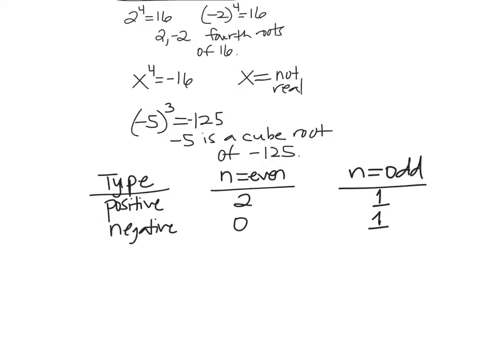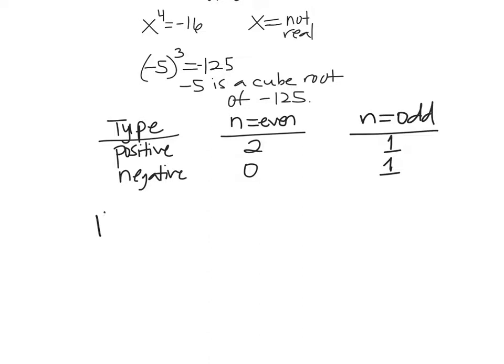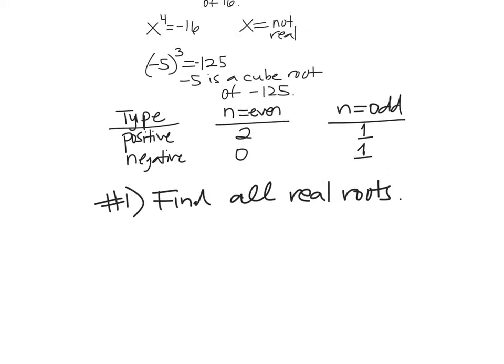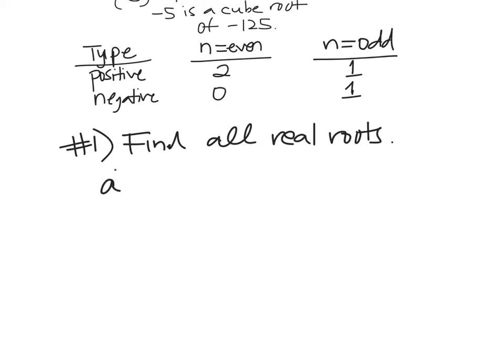All right, so here we go. We are going to do our first example, number 1. There's going to be like the first ones that you get in your homework. So we're going to find all the real roots. Okay, no imaginaries, no complex, no i's at all. Just find all the real roots, and we'll do 2 types. Letter A, we're going to do cube roots.